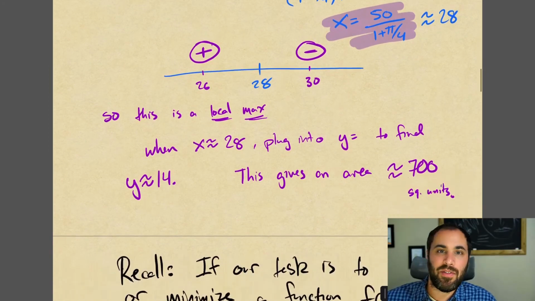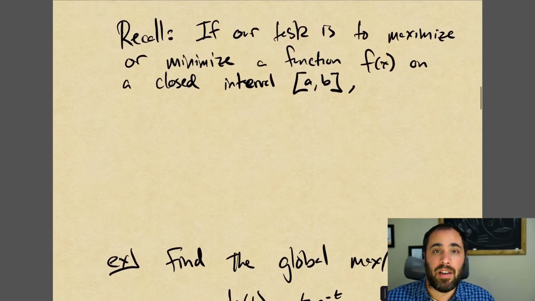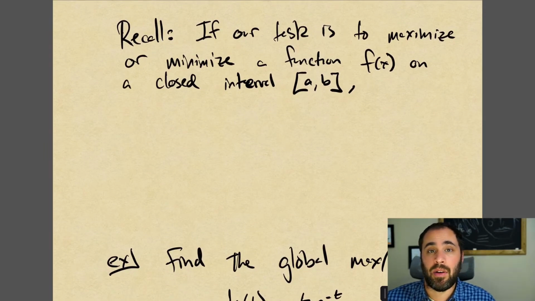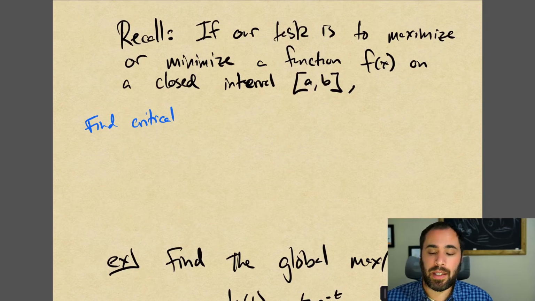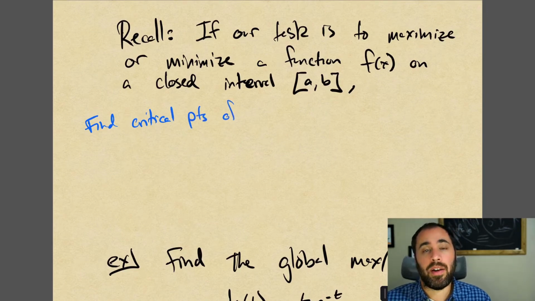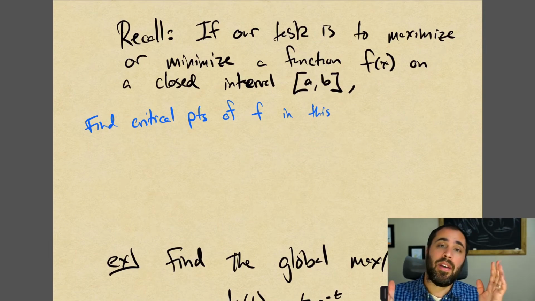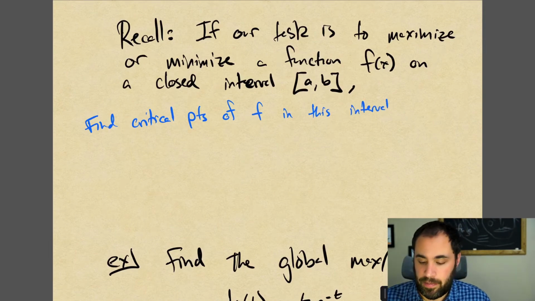So let's review our optimization technique. And in both examples, we'll be thinking about the question of a global max and global min, if they exist. The first case is if we want to maximize and minimize a function on a closed interval. That is, we've got endpoints A and B that we're including in the interval.